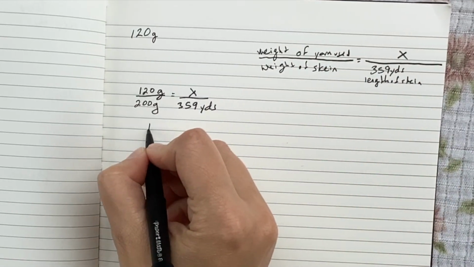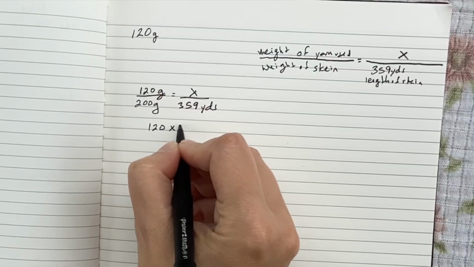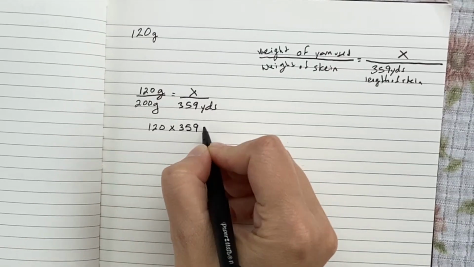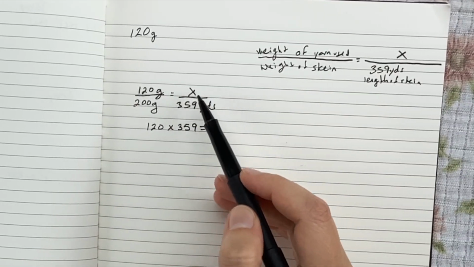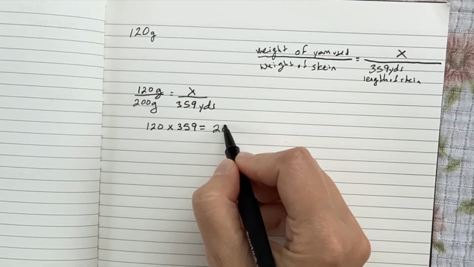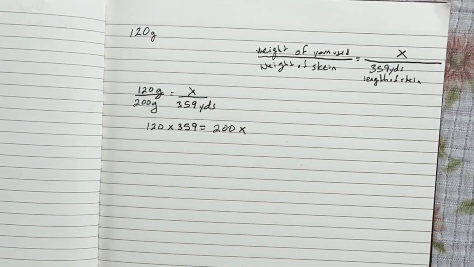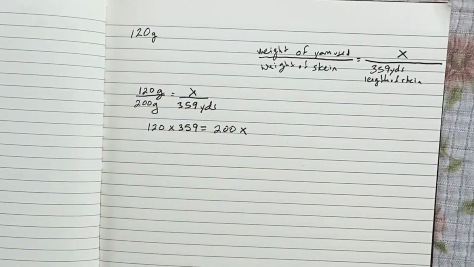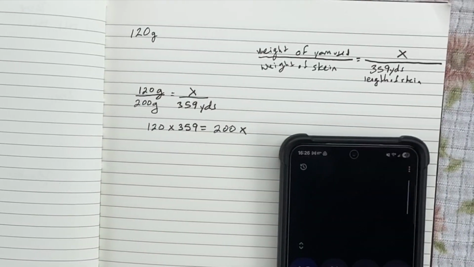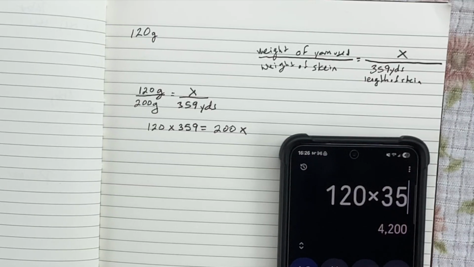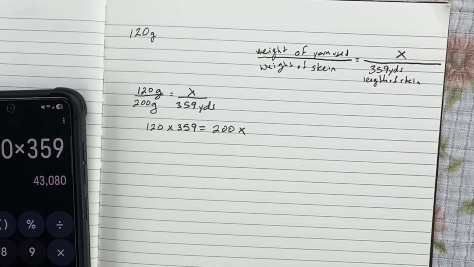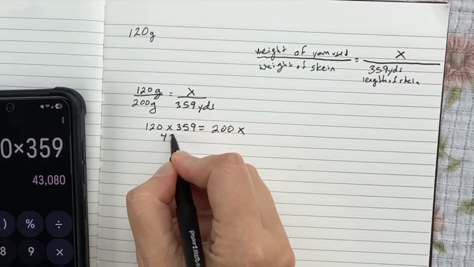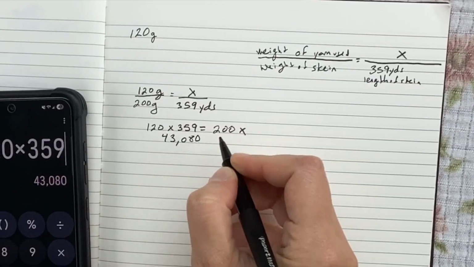I'm gonna go write that down. Put our equal sign, and then we're gonna multiply the bottom number over here by the top number over here. Okay? And now what we need to do is multiply these two numbers together. So we have 120 times 359. Yeah, you also need a calculator. All right, so that gives us 43,080.